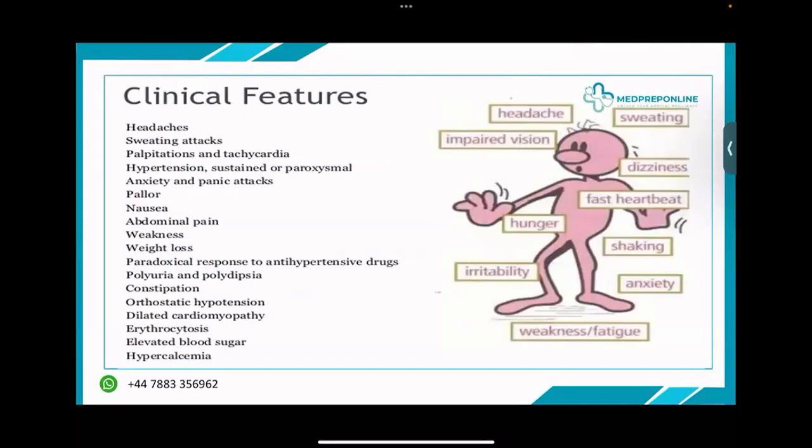So again, you have headaches, sweating attacks, panic attacks, palpitations, tachycardia. You have hypertension that can either be sustained. When we're talking about hypertension, we're talking mainly about an increase in systolic blood pressure. Then you have anxiety, pallor, nausea, abdominal pain, weight loss, paradoxical response to antihypertensive drugs, orthostatic hypertension. There can be dilated cardiomyopathy, elevated blood sugar, hypercalcemia.